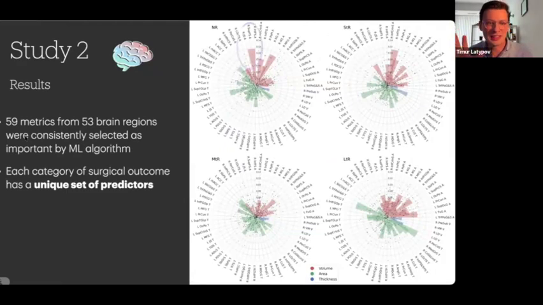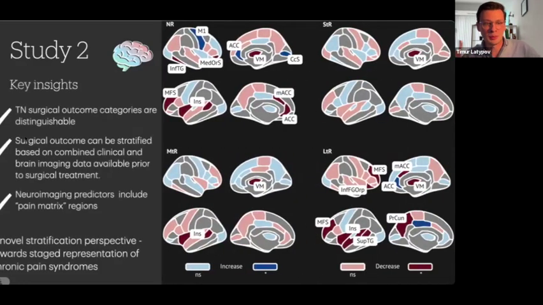Key observation here is that each category of estimator had a unique set of predictors and feature weights, which allow the model to distinguish this specific group from the rest of the population. So this essentially proved that, in fact, these trigeminal neuralgia disease categories are distinguishable based on both clinical and imaging data. And these findings also point to some clinical and imaging-based prognosticators of specific surgical outcome in trigeminal neuralgia.